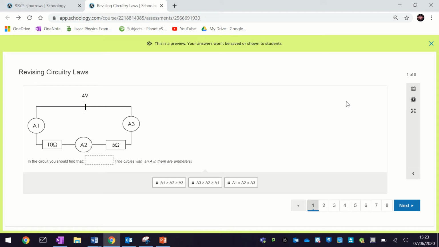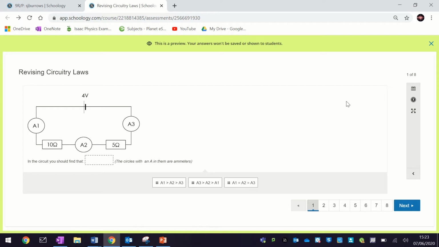Okay, so in this video, we're going to look at the circuitry laws revision task that I gave you, so we can highlight any areas that we need to work on. So let's start off with question one, a nice simple one, looking at how current works in a series circuit.